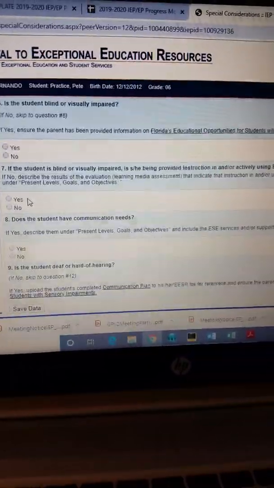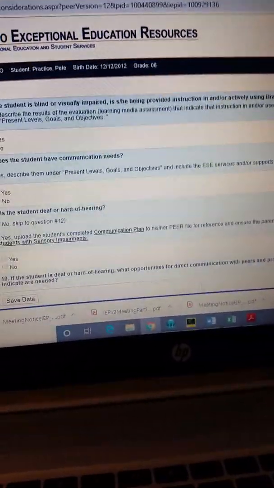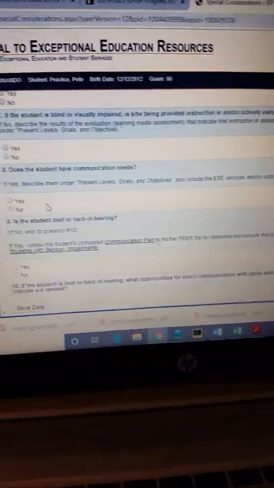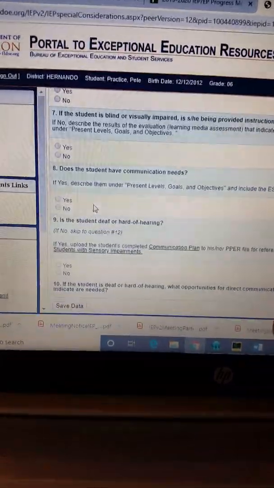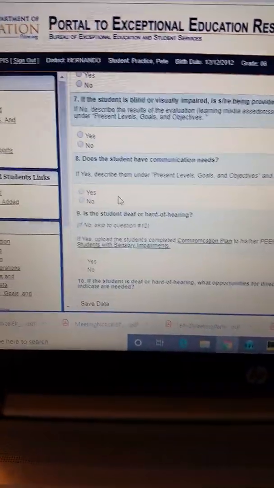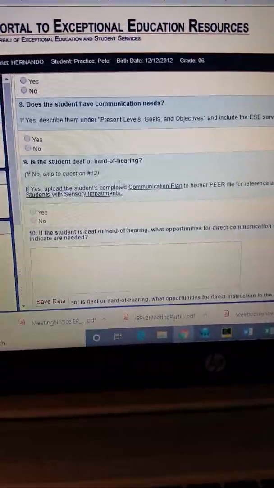And then we're answering, is the student blind or visually impaired? And then, are they being instructed in Braille? Yes or no. Communication needs? Yes or no. If you're saying yes, that has to be addressed in the present levels. Really, for anything on here, if we're saying yes, it needs to be within the IEP of why it's yes. Same thing for if the student is deaf or hard of hearing.